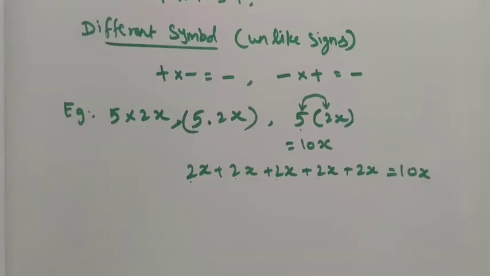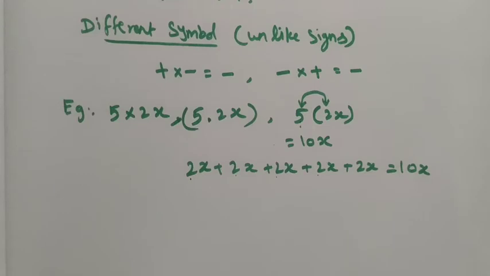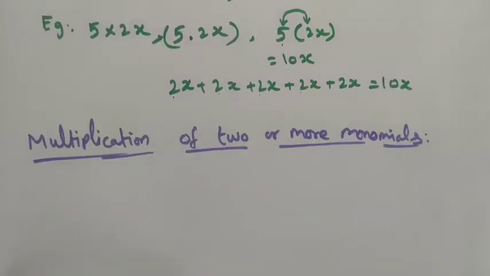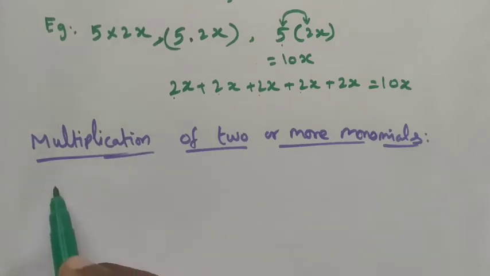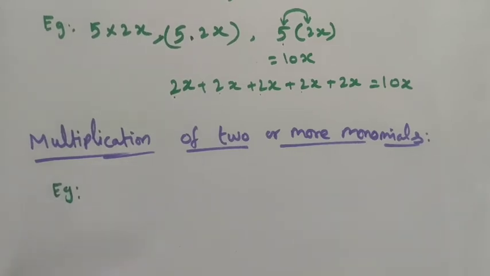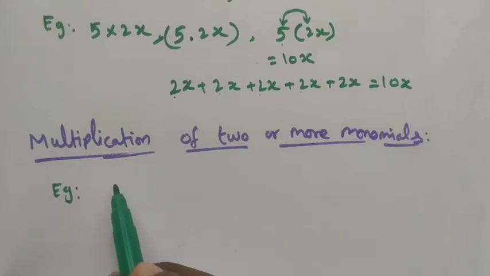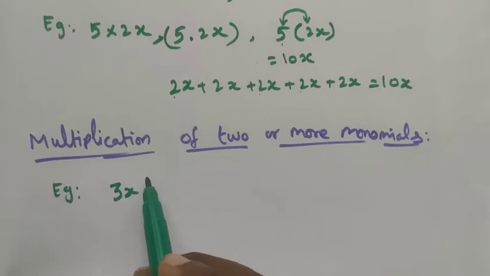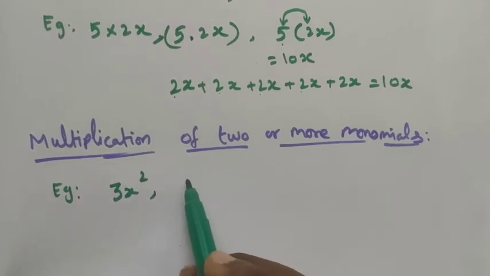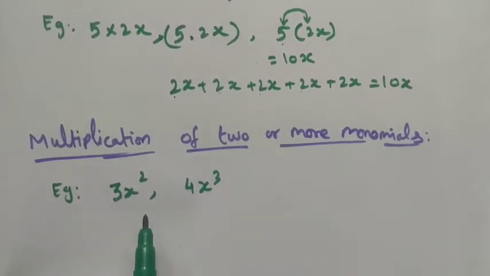Next we see the multiplication of monomials. Multiplication of two or more monomials. Monomial means a single term, only one term. For example, let me take 2 monomial terms. One of the monomial terms is 3x square, another one is 4x cube. Here we can say it is the multiplication of monomial into monomial, right?